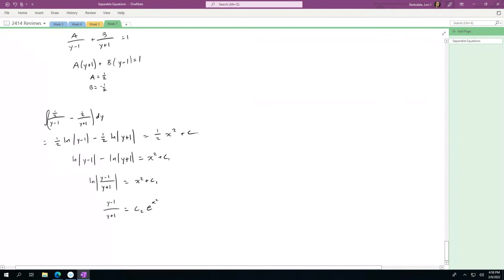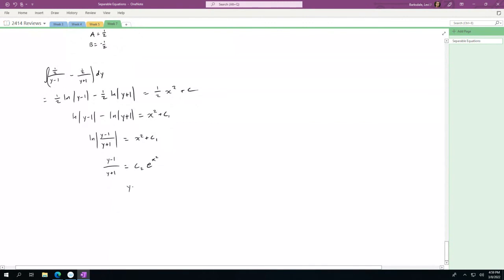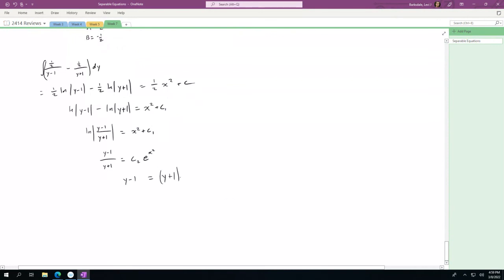From here, it's really pretty difficult to simplify further. I mean, in theory, I can multiply across. So then I have y minus 1 is equal to y plus 1, times c2 e to the x squared, which is equal to y times c2 e to the x squared plus c2 e to the x squared. Then I'm going to put all of my y terms on one side and all of my other terms on the other.